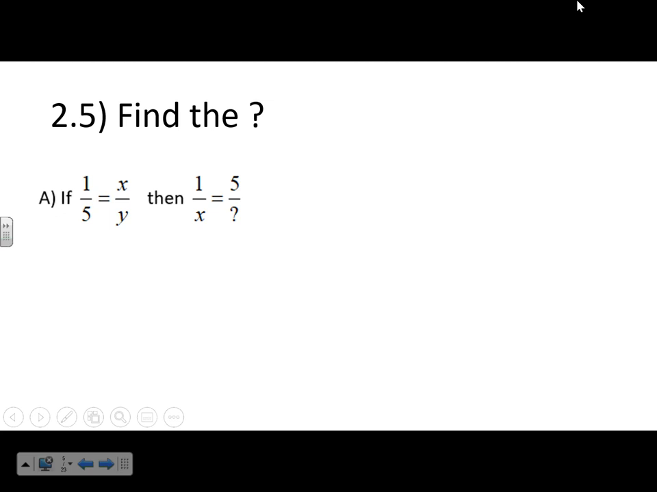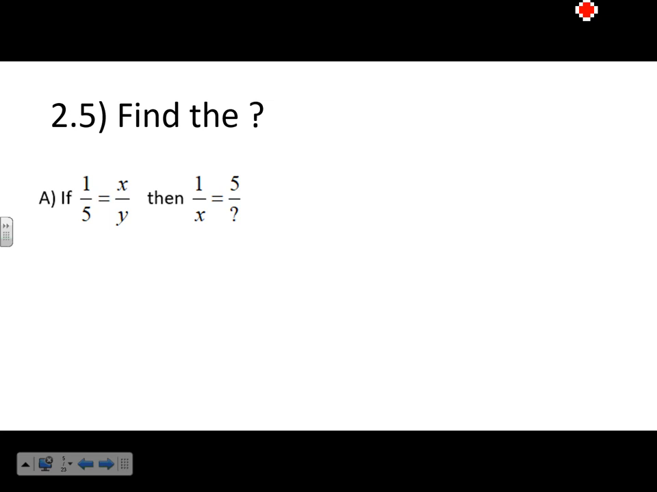So I forgot to put this one in here, and I wanted to add this. Now, this problem may or may not show up on a test or a quiz, and it's really not that bad. Again, we just haven't really gone over it specifically. So what they're saying, if we have 1 over 5 is equal to x over y, then what is 1 over x equal to 5 over what?